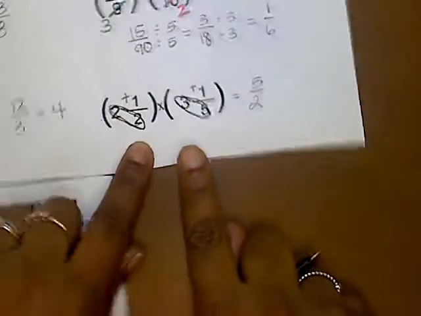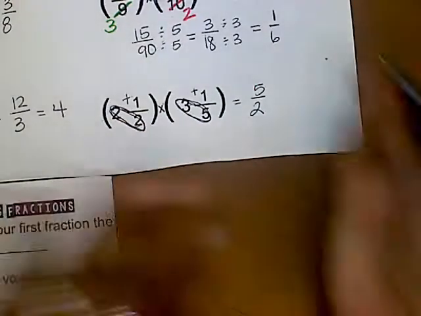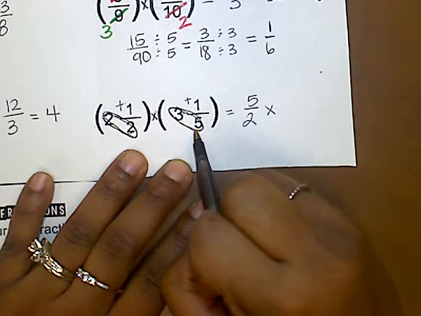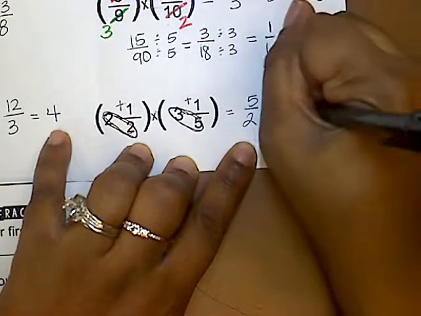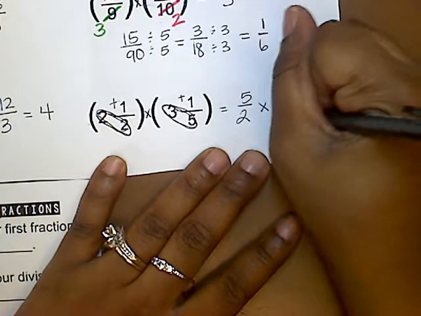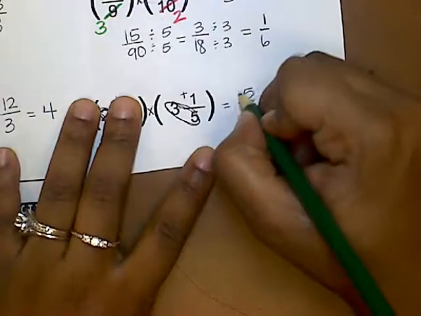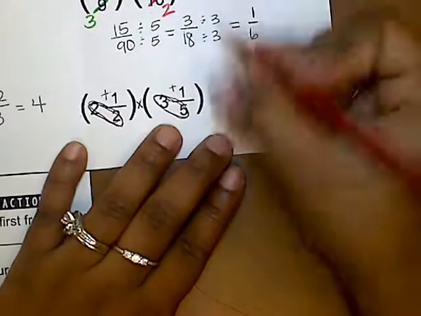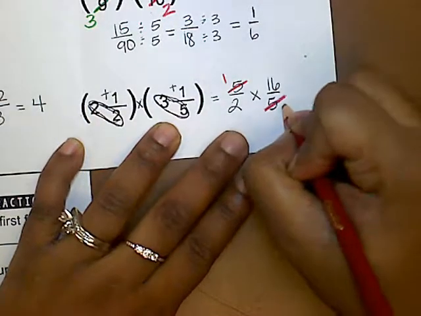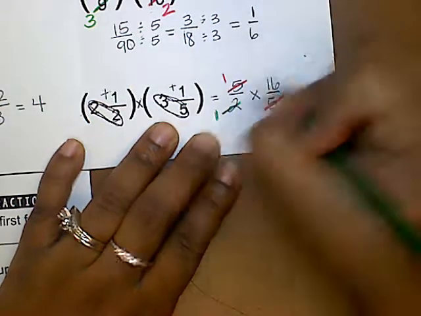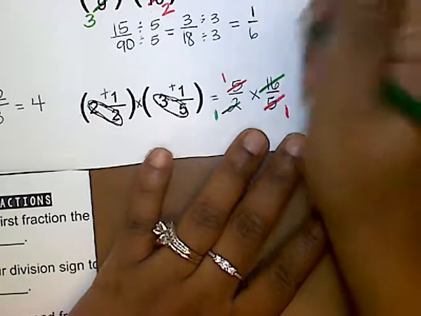The denominator stays the same. Do not change your denominator. And then we're going to be multiplying by 3 times 5, which is 15, plus 1, which is 16. And again, this is over 5. It stays the same. Now, I personally would prefer to cross simplify because these are some big numbers. So let's cross simplify. 5 goes into itself 1 time. 5 goes into itself 1 time. 2 goes into itself 1 time. 2 goes into 16 8 times.